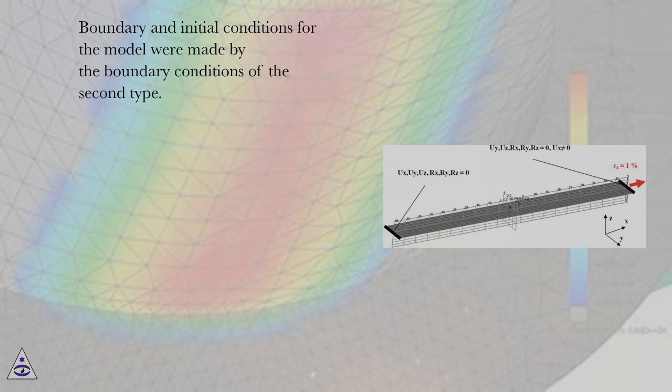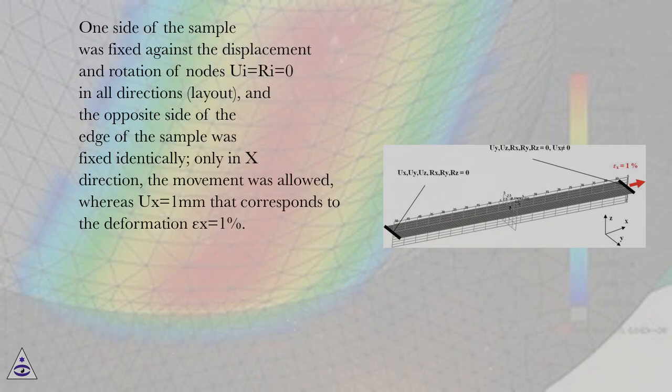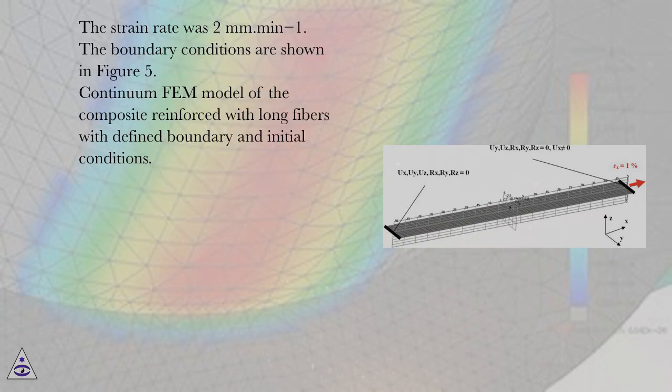Boundary and initial conditions for the model were made by the boundary conditions of the second type. One side of the sample was fixed against the displacement and rotation, ui equals φi equals 0 in all directions, and the opposite side of the edge of the sample was fixed identically, only in the x direction the movement was allowed, whereas ux equals 1 mm, which corresponds to the deformation epsilon x equals 1%. The strain rate was 2 mm min-1. The boundary conditions are shown in Figure 5. Continuum FEM model of the composite reinforced with long fibers with defined boundary and initial conditions.